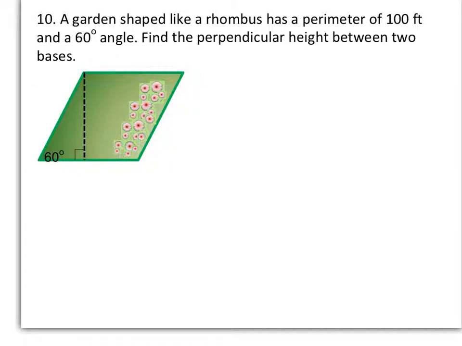Number 10 says a garden shaped like a rhombus has a perimeter of 100 feet and a 60-degree angle. Find the perpendicular height between the two bases. All right, so if the perimeter is 100 feet and all our sides are congruent in a rhombus, that tells me all my sides are 25 feet.